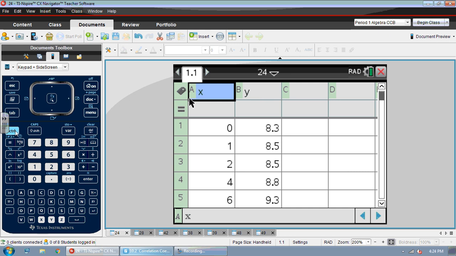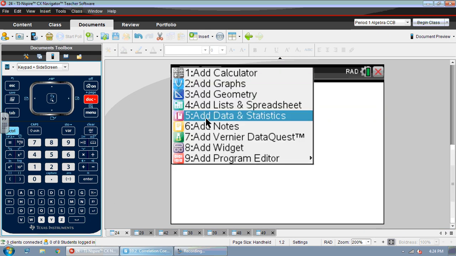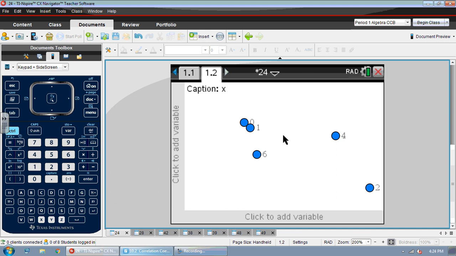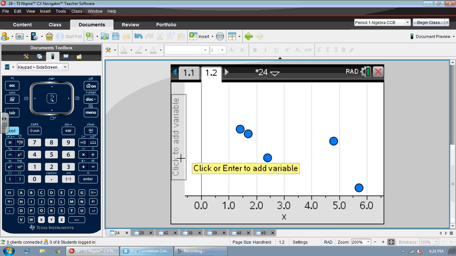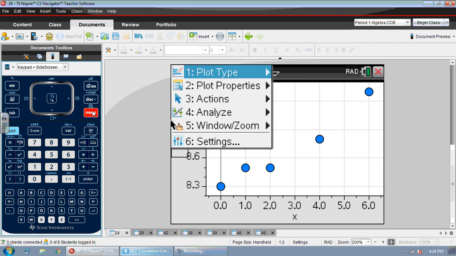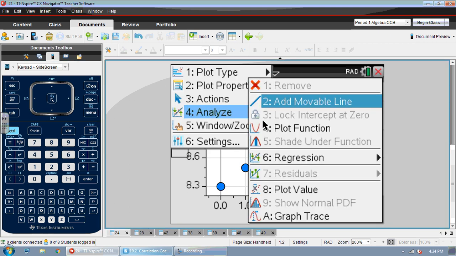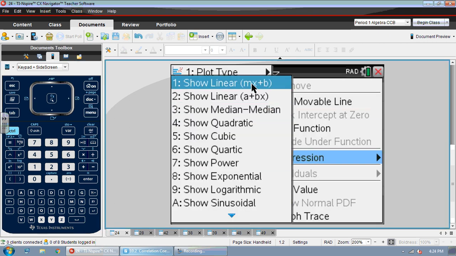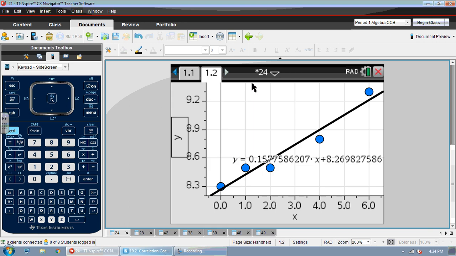To enter another page into this so I can figure out what is the linear regression, Control Doc, and then Data and Statistics. X has to go on the bottom and Y on the side. We are told that this is a linear regression, and we want the equation just like yesterday. So we go to Menu, Analyze, Regression, and then Show Linear. We get the equation and we just have to round it.